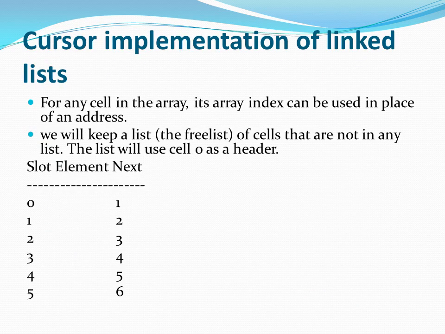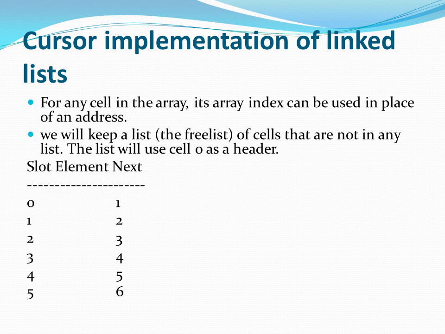Cursor implementation of linked list. In the cursor implementation, the array is used to store the elements. Here, for any cell in the array, its array index can be used in place of address. In linked list implementation, we are storing the elements in the node. Node contains two fields. First one is data field and the address field. Like this. Here, for address, I am using the index of the element.